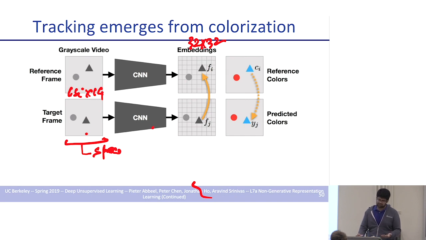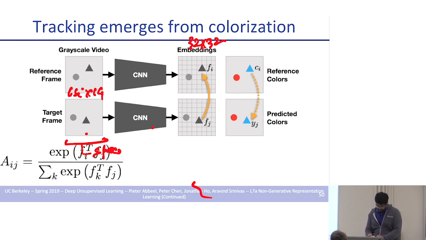So this is exactly what you do in self-attention, where you take all the pixel encodings and you compare each of them. So you compare Ci's embedding with all the other Fjs, Fis and Fjs, and come up with this attention map.